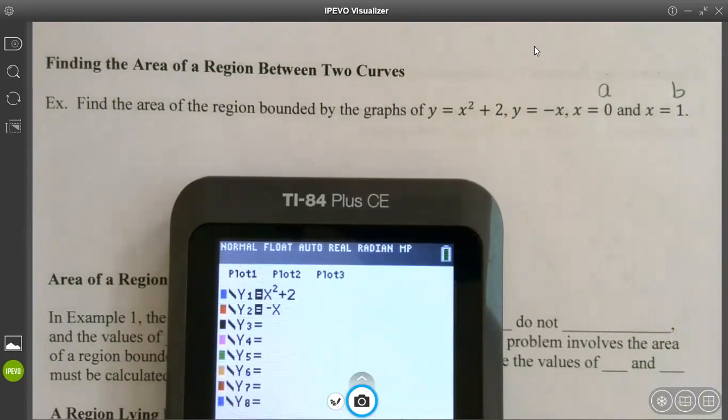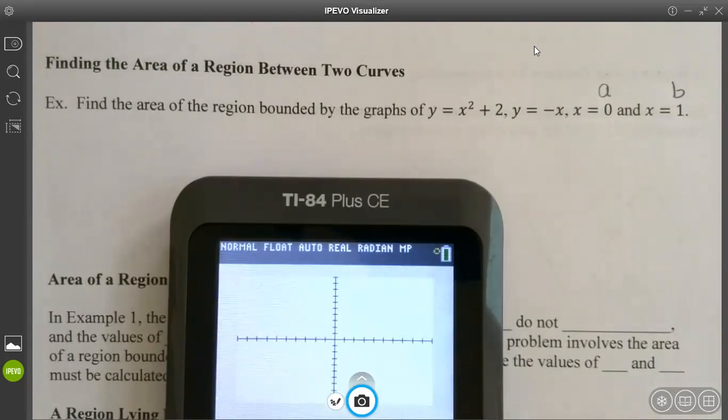All right, so you have your two functions, y equals x squared plus 2 and y equals negative x. Remember, we want f of x above g of x. Has everybody got that? So we need to figure out which one that is. My x squared plus 2 is going to graph blue, and the other one is going to graph red. Whichever one's on the bottom is going to be g of x. On top is f of x.